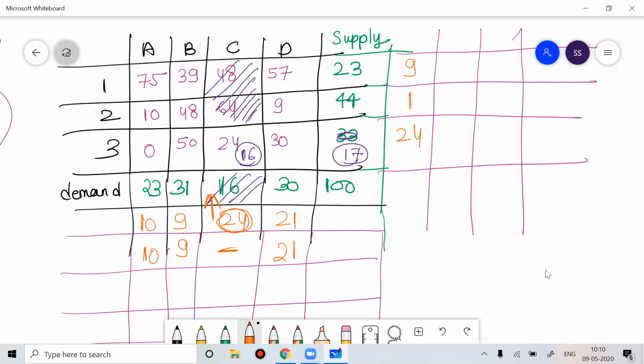Now row wise, the lowest element is 39 and the next element for that is 57. So 57 minus 39 gives you 18. Then here that is 1 only. And here that is 24 only. Here that is 30 minus 0. Here this would be 30, not 24. Now see which is the highest one out of all the penalties.